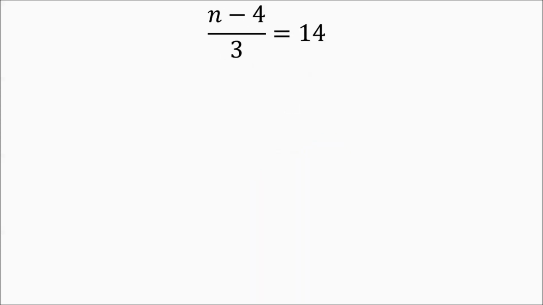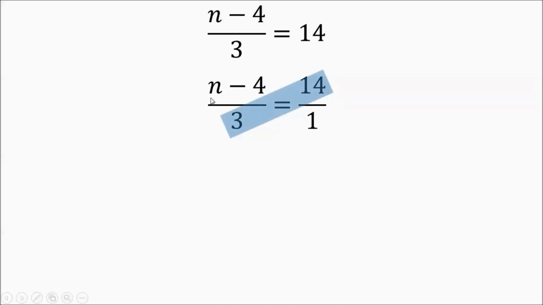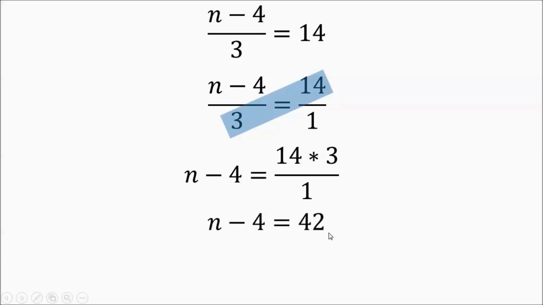Alright, this one. You've got n minus 4 divided by 3 equals 14. This is a lot like the previous problem, except now this minus 4 is up here with the n in the numerator. So we want to get rid of that divide by 3. You can also think of this as a big proportion. So you've got this 3 times 14 divided by 1 will equal this n minus 4. So I'm going to go ahead and do that. When we work out 14 times 3, we get 42. And then we're going to add 4 to both sides, and you get n equaling 46.